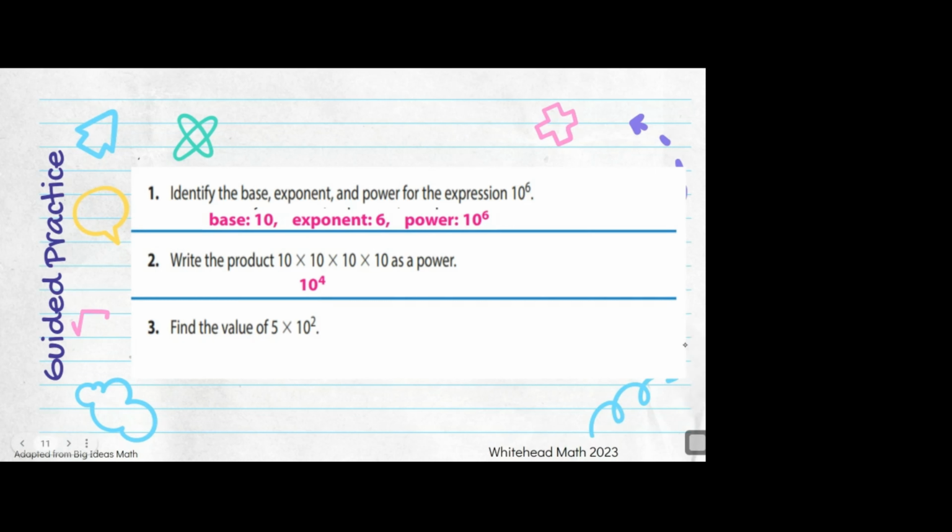Number 3, let's find the value of 5 times 10 to the 2nd power. So I know that 10 times 10, I'm going to do that twice because that's a 2 right there. 10 times 10 is 100. 100 times 5 is 500. So that is the value.